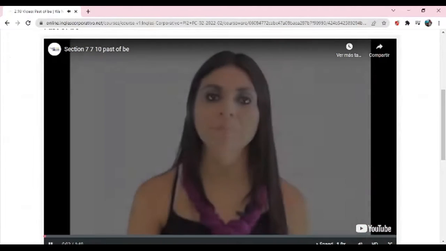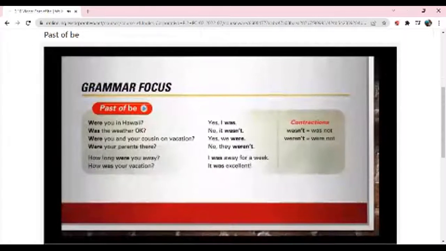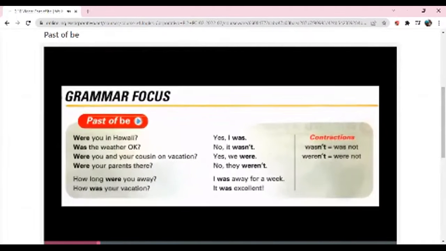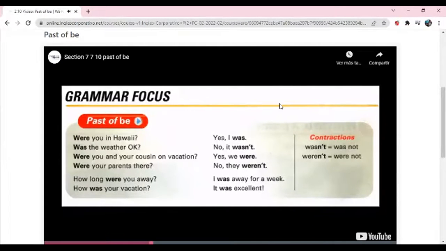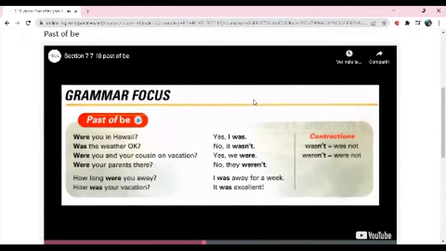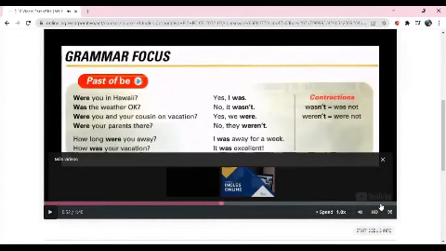In this session, participants will study the past of be. Questions and short answers will be taught. Hello, nice to have you back. I'll make reference to the past of the verb be. Let's start. Past of be. Were you in Hawaii? Yes, I was. Was the weather okay? No, it wasn't. Were you and your cousin on vacation? Yes, we were. Were your parents there? No, they weren't. How long were you away? I was away for a week. How was your vacation? It was excellent. Contractions. Wasn't equals was not. Weren't equals were not.